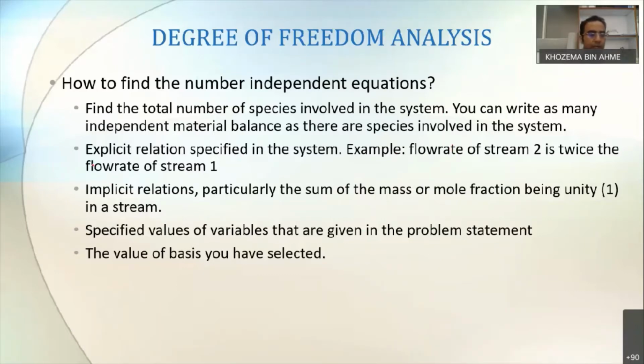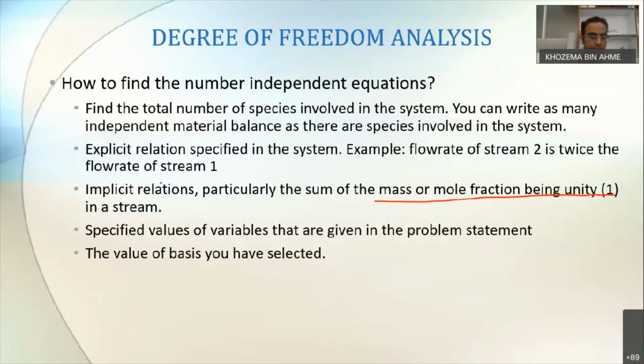The second one is explicit relations specified in the system. Example, the flow rate of stream 2 is twice the flow rate of stream 1, or just now in our question we said that the ratio of water to the product is 0.9. So that is our explicit relation. And then you can find implicit relations, particularly the sum of mass or mole fractions being equal to 1. That's why you need to know how to calculate your mole and mass fractions, and the total value must always equal 1. You cannot have more than 1.